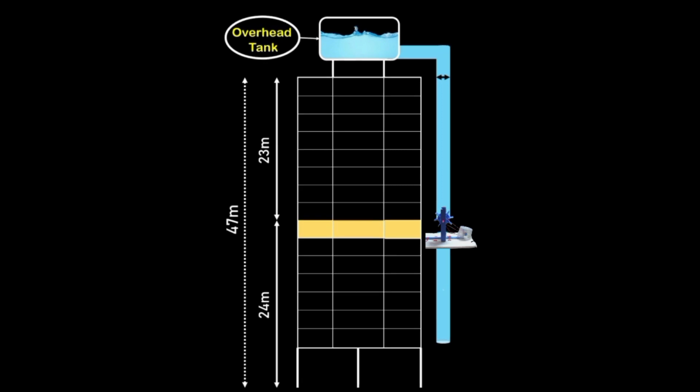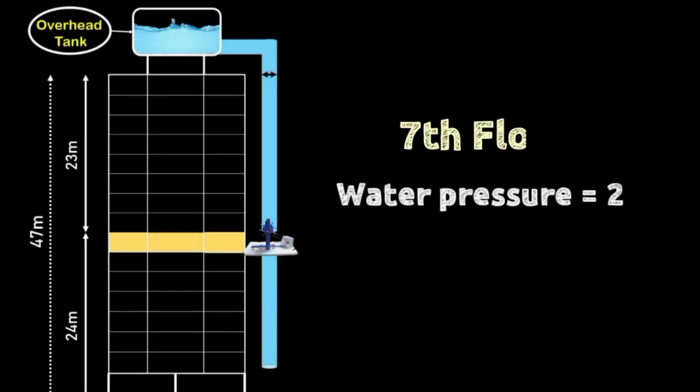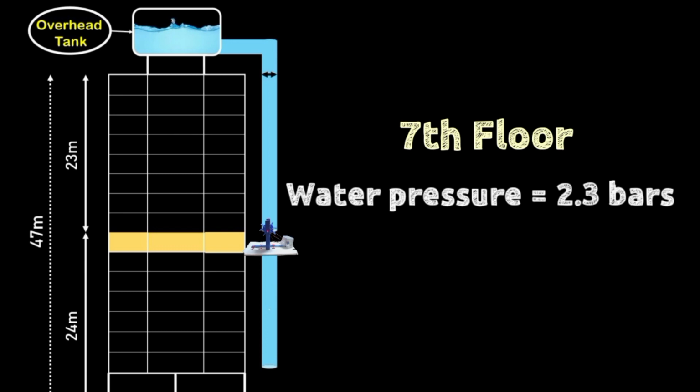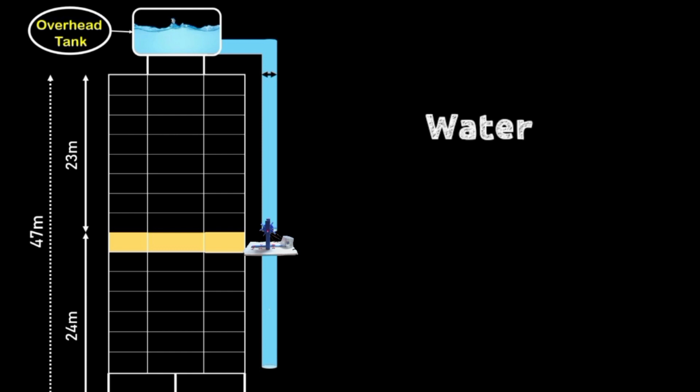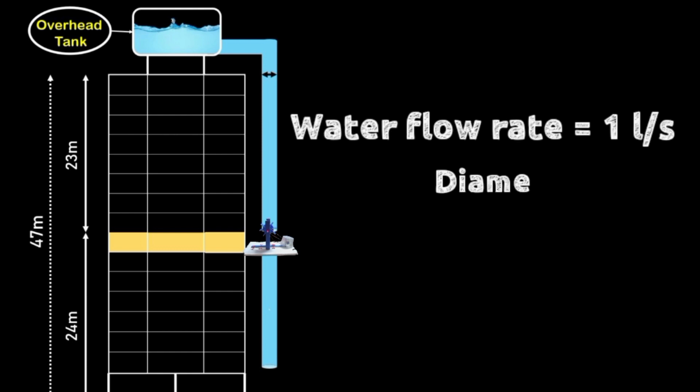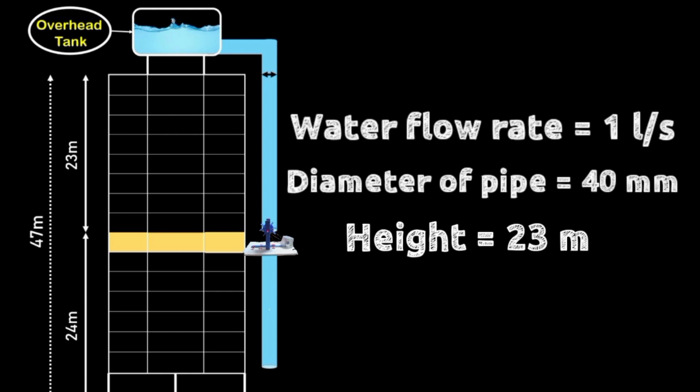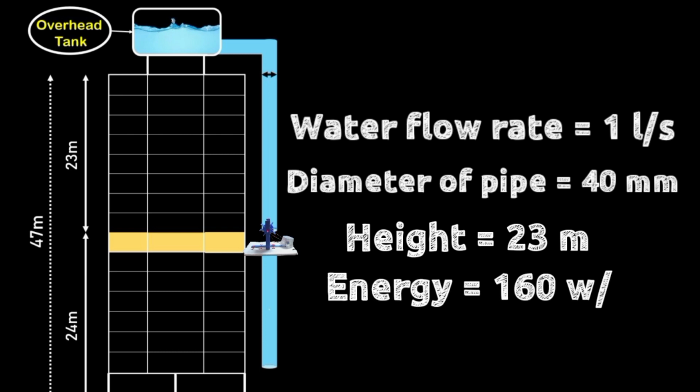Our plant will help reduce the pressure as required, but also generate power from the water pressure that is otherwise wasted by using a PRV system. Typically, water pressure at the 7th floor level will be around 2.3 bars, but the required pressure is only 1.3. So assuming 1 liter of water flowing per second through a 40 mm pipe at a height of 23 meters, it can generate 160 watts per hour.